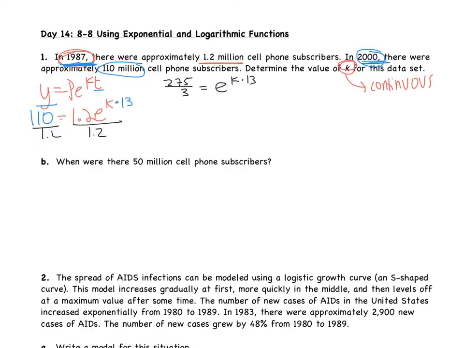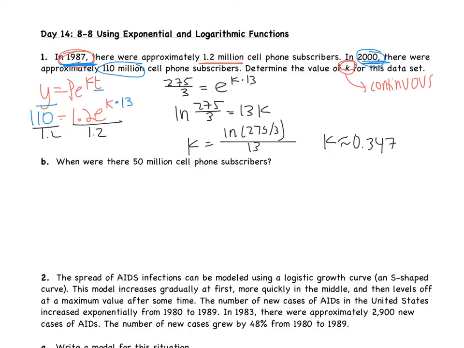Now, at this point, I'm in exponential form, so I'm going to switch it to log form. Because my base is e, it becomes natural log. So I get the natural log of 275 over 3 equals 13k. Now I divide by 13, so I get k to be the natural log of 275 over 3 divided by 13. So if we do that in our calculator, we get k to be about 0.3475.